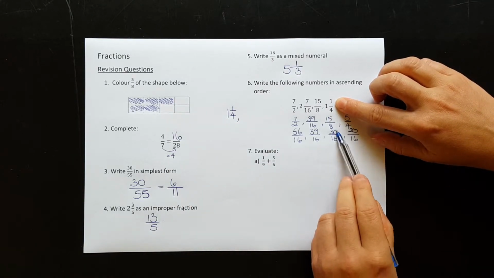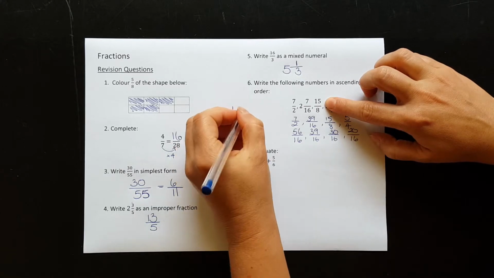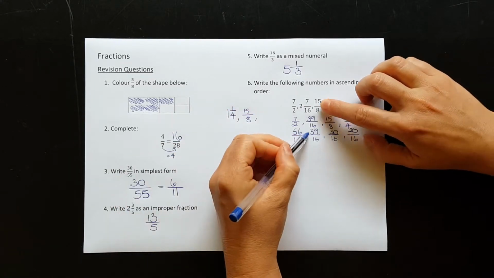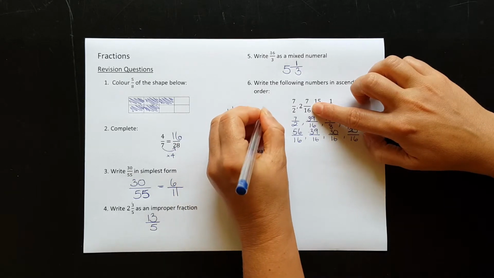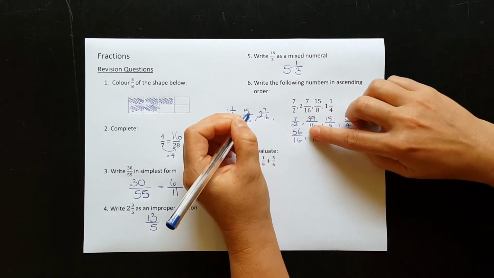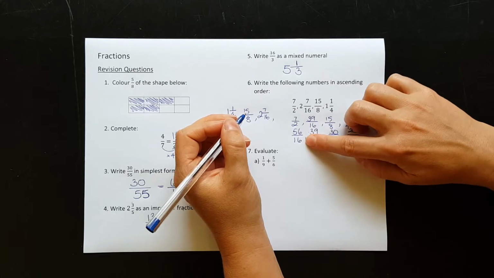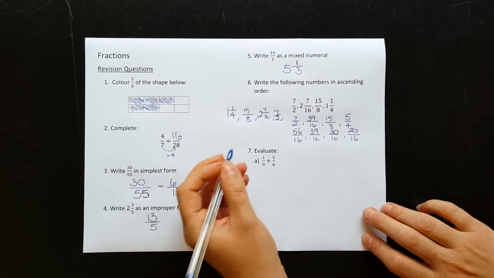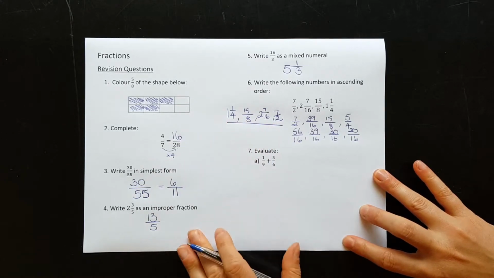The next one was this one, 30, which is 15 out of 8. 39 is the next smallest, which is 2 and 7/16. And the biggest was this one, 56 out of 16, which is the 7/2. Okay, so that's the answer there in ascending order.